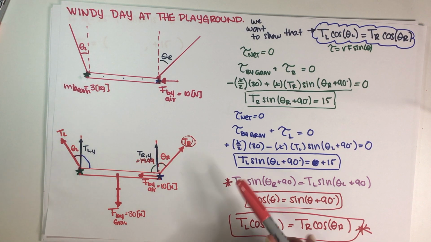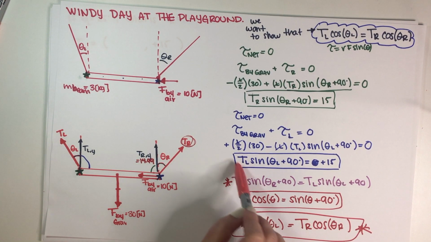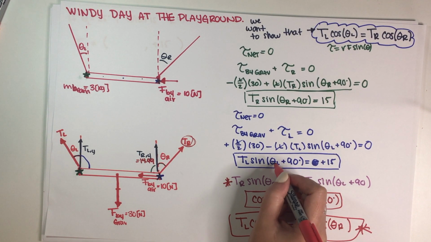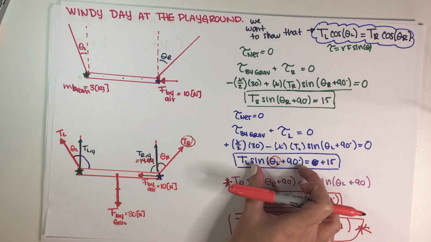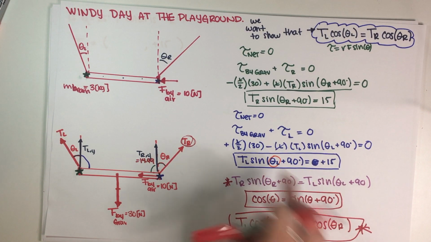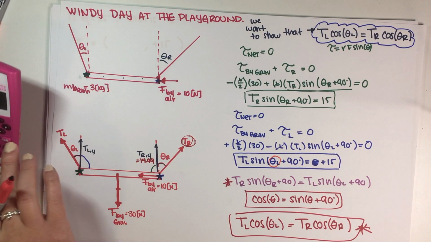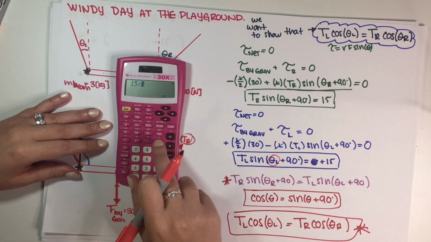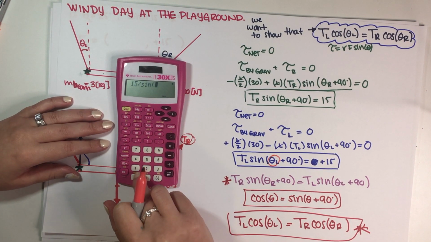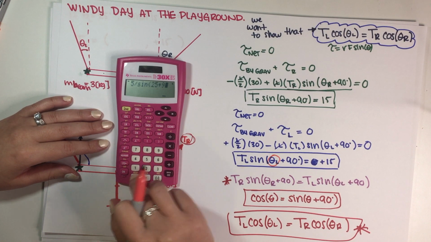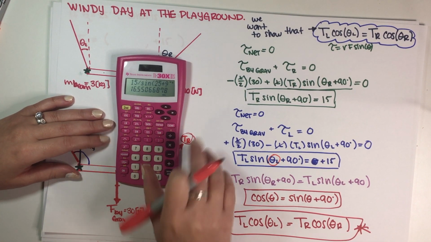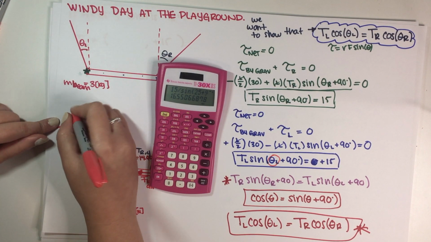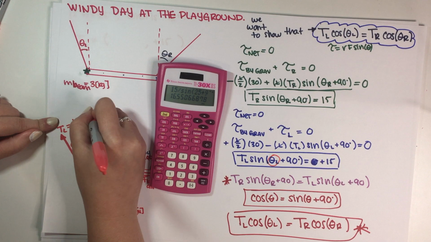In order to find the magnitude of TL, we can just use this equation right here. Basically what we have to do is substitute 25 degrees here, send this part dividing, and that is how we're going to find TL. So TL is equal to 15 divided by sine of 25 degrees plus 90 degrees. And that is equal to 16.55. So this total magnitude is equal to 16.55.